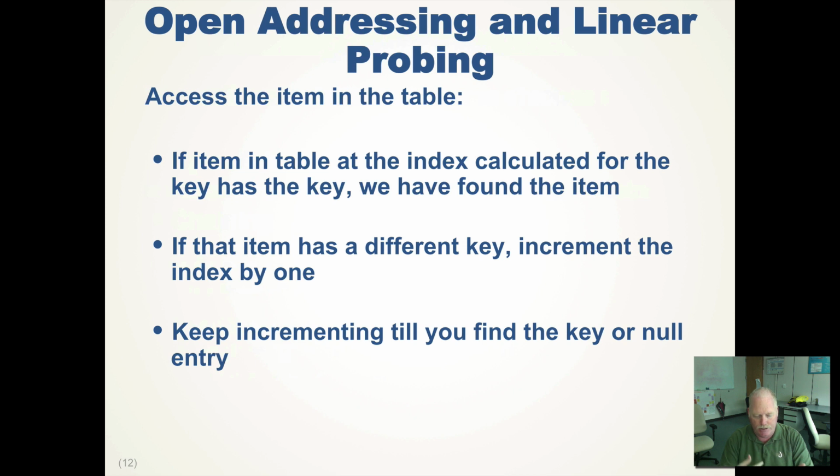And if we check to see, is that null? If that's null, then the thing's not in the table. Or if it's got the right key, then we say that thing's there. If it's got the wrong key, we keep incrementing the key, modding by the table size, so it's a circular array. And we say we find the key, so it's in the table, or we find null, which means the item we're looking for is not in the table.